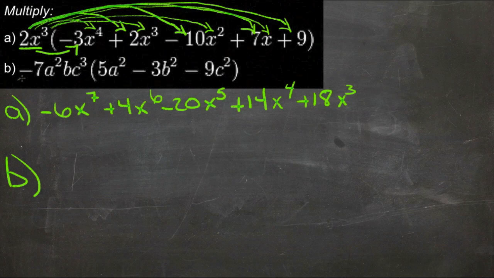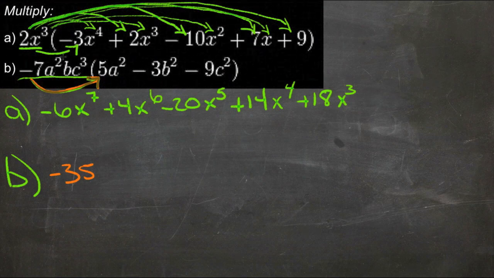We have negative 7a squared bc cubed, and we multiply it by each of these 3 terms. So we start with negative 7 times 5. You know what? Let's do this in a different color. Let's do this in white. No, let's do it in orange. There we go. So we have negative 7 times 5 is negative 35.